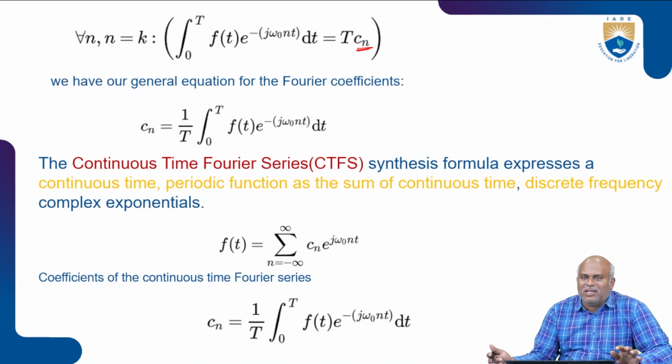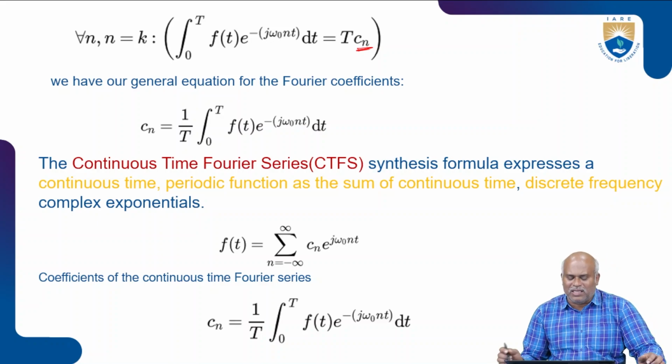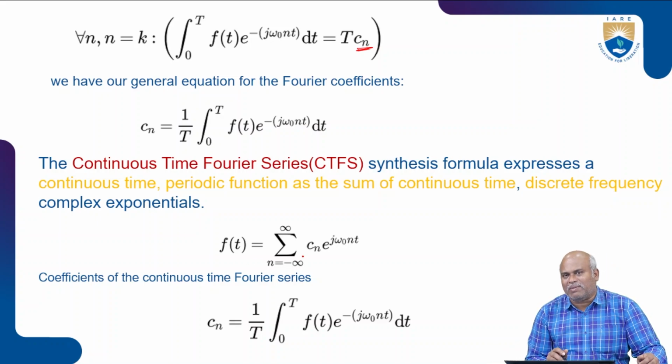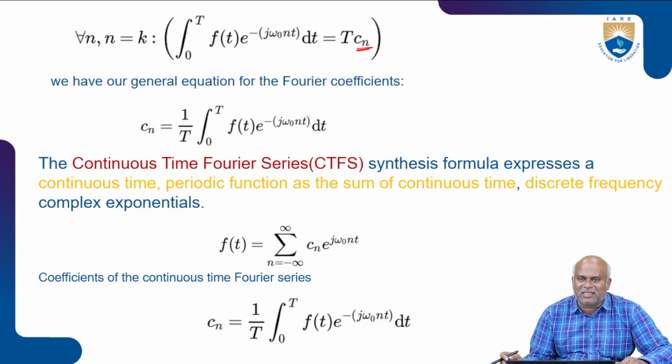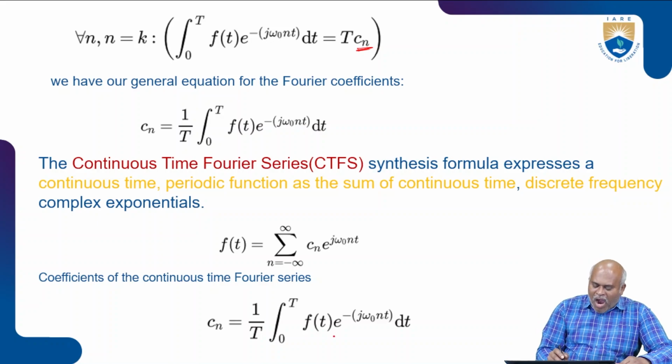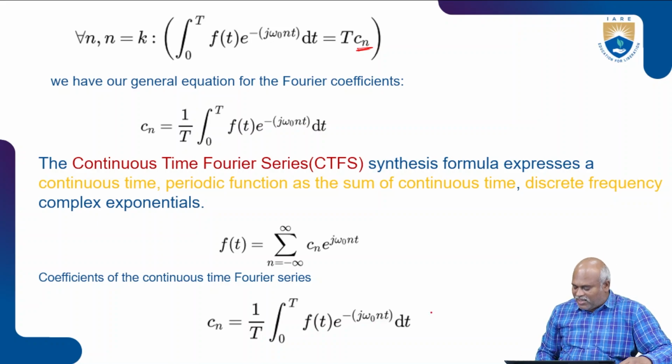Now, the continuous time Fourier series synthesis formula expresses a continuous time periodic function as a sum of continuous time discrete frequency complex exponentials. That's why I write f of t equal to summation of n equal to minus infinity to infinity c of n e power j omega 0 n t. Now, the Fourier coefficient c of n is equal to 1 by T integration of 0 to T f of t e power minus j omega 0 n t dt, I should write.